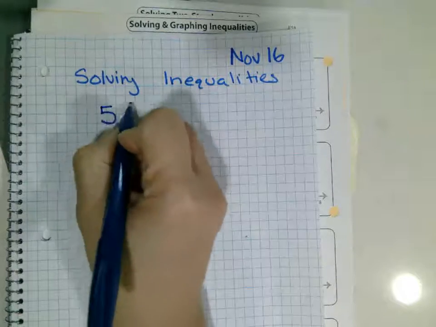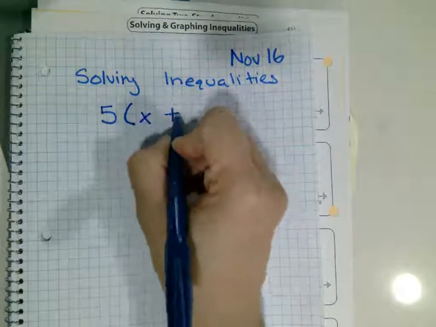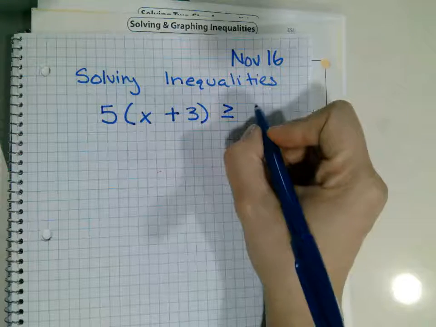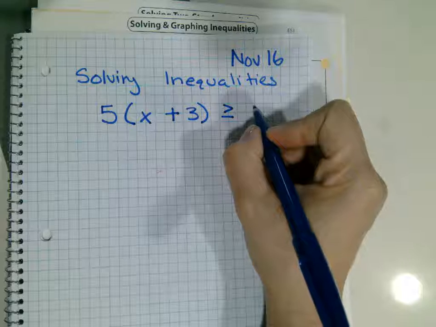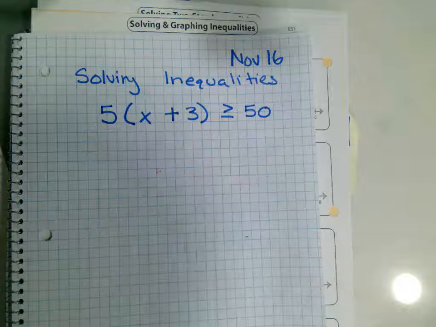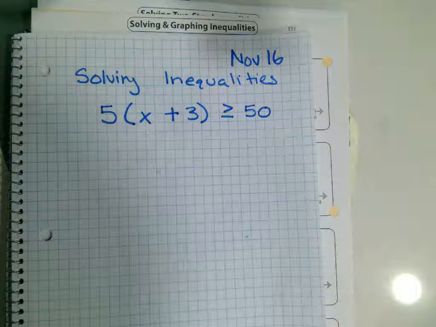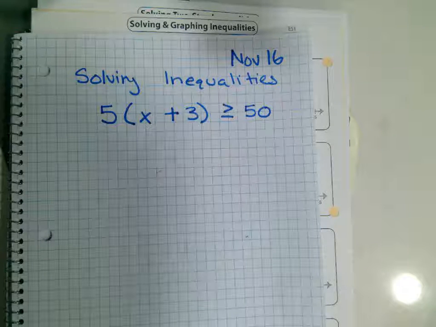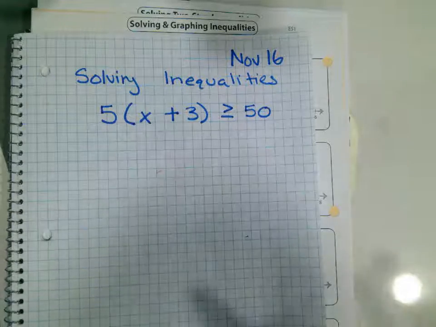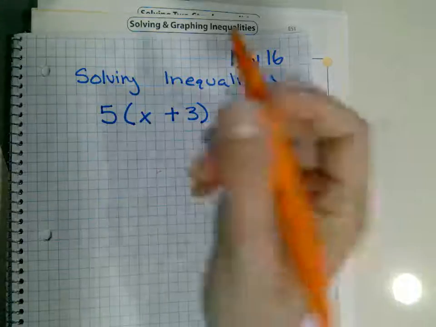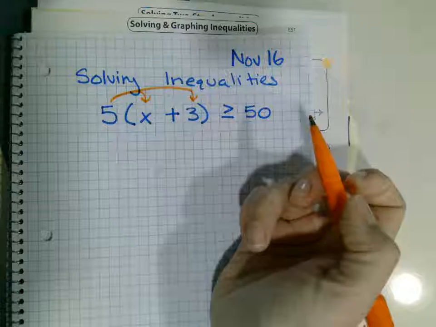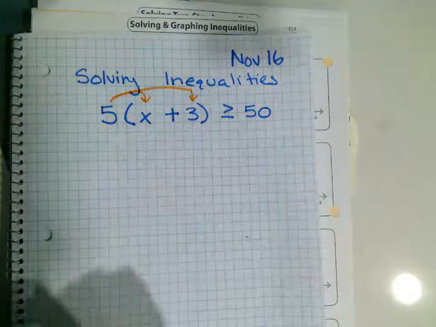So here we're going to have 5 times the quantity x plus, let's say, 3 is greater than or equal to, let's do 50. Okay, so let's copy this down. Everybody's writing this down, please. Today's agenda says we will solve multi-step inequalities. It's going to take more than one or two steps to solve this. What you first have to do is apply the distributive property first, okay? Before we move anything, we're going to apply the distributive property.